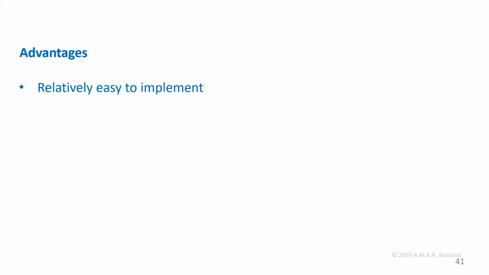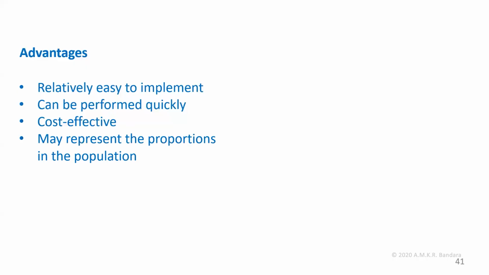So, the advantages and disadvantages of quota sampling. Advantage: it is relatively easy. We can perform it quickly, it is less time consuming and cost effective. We need to go to the village, walk around and catch the farmers. It may represent the proportion in the population. Here we divide the sample according to the population proportion.